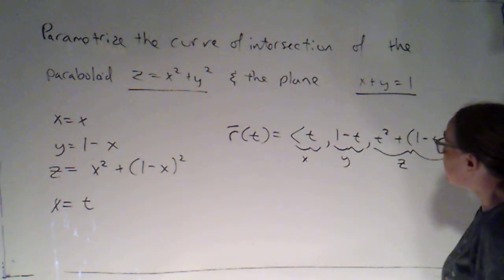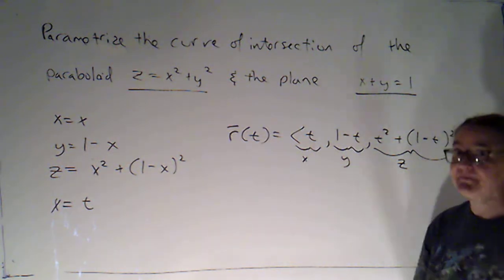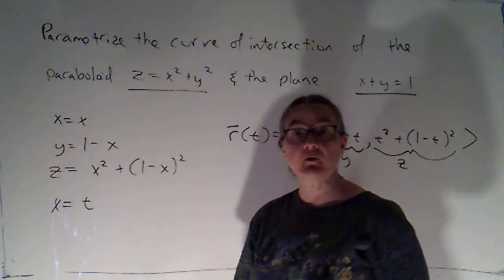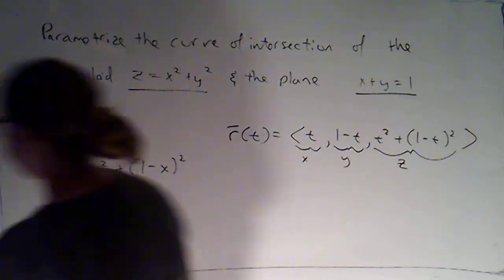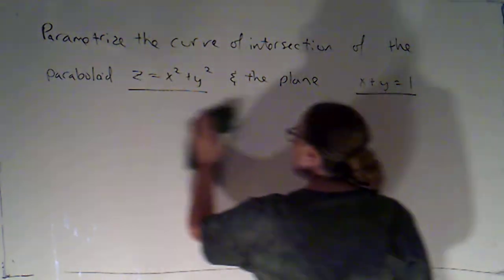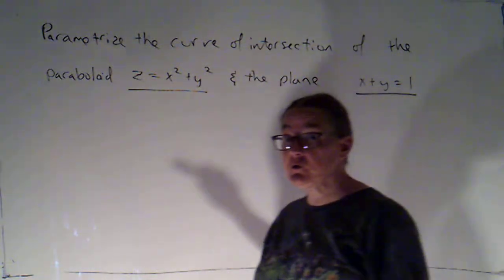Now, in this case, I used a trick which is often the simplest way to go, to simply let one of my 3 variables, x, y, or z, be the parameter. It's not necessarily always going to be possible to do that.